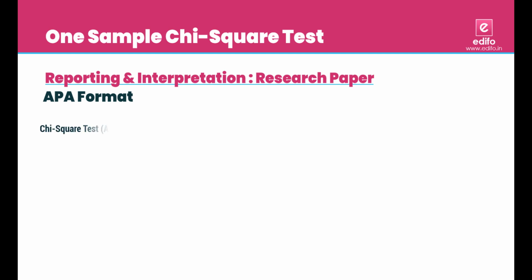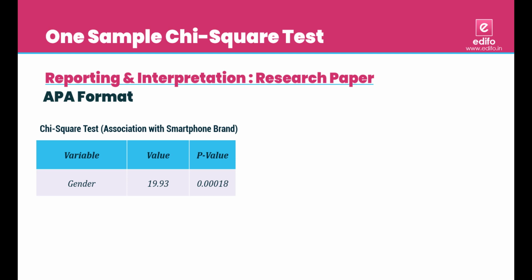Here, first of all, you have to depict this table just like this. Chi-square test, association with smartphone brand. The first column, gender. Second column, 19.93, that is our chi-square value or statistical value. Third column is our p-value.